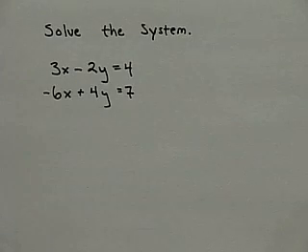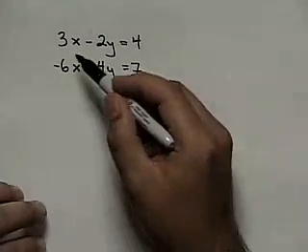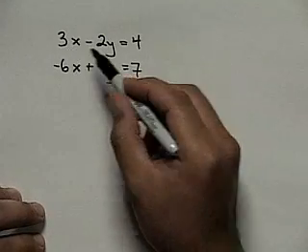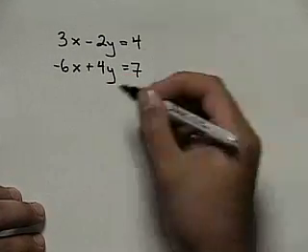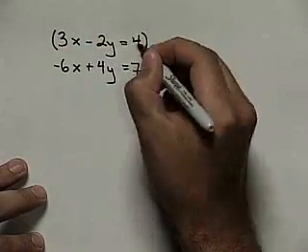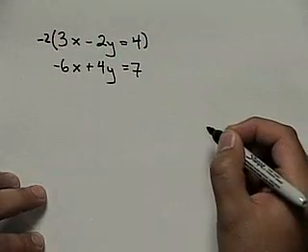Let's now use the elimination method to see how it would work on a dependent system of equations. Here we're asked to solve the following system: 3x minus 2y equals 4, and negative 6x plus 4y equals 7. What we'll do is use the elimination method again and try to make it so that one of the variables will cancel out. So what you may notice is that we can turn this 3 into a negative 6 by multiplying the top equation by negative 2. So that's what we'll do. We'll take this whole equation and multiply it by negative 2.